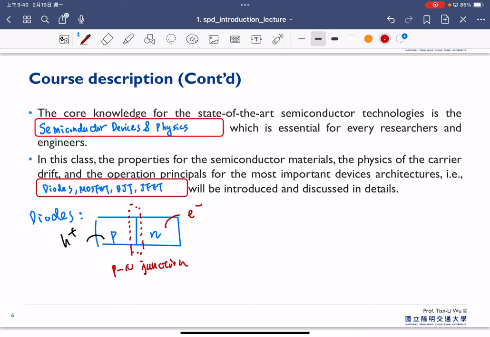And later we will spend time to explain what the issues are and what interesting things happen in this PN junction. So that's the first device we will talk about. And the second part, we will talk about the MOSFET.